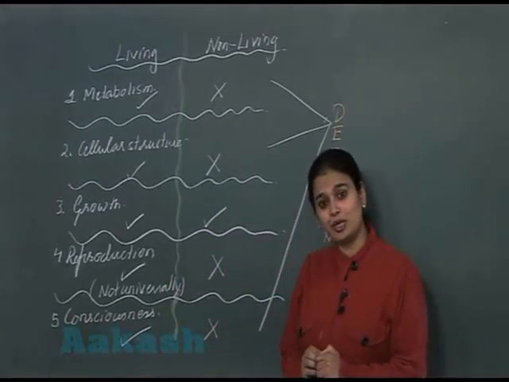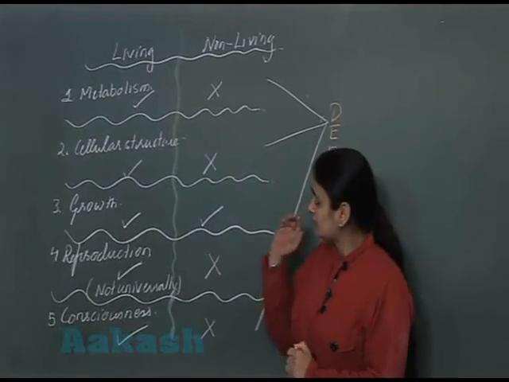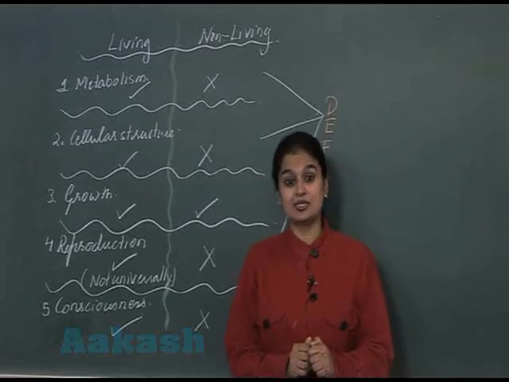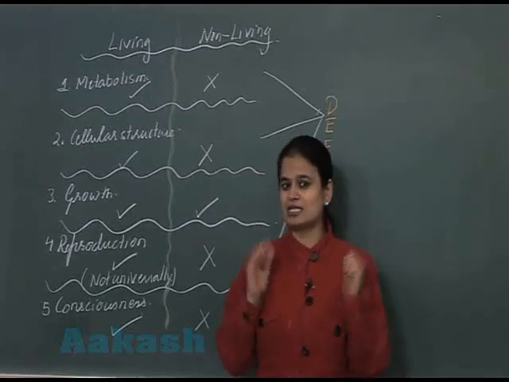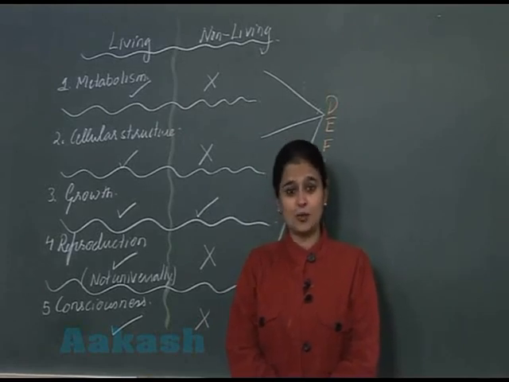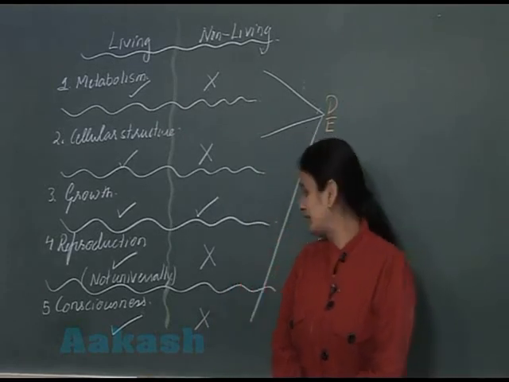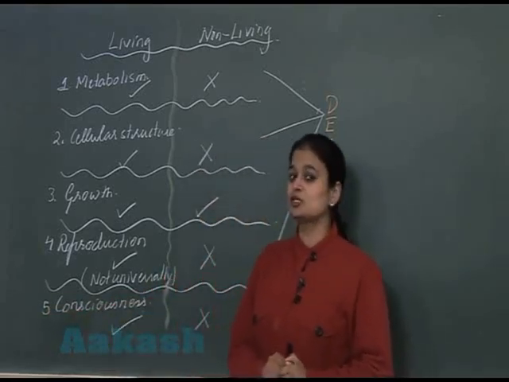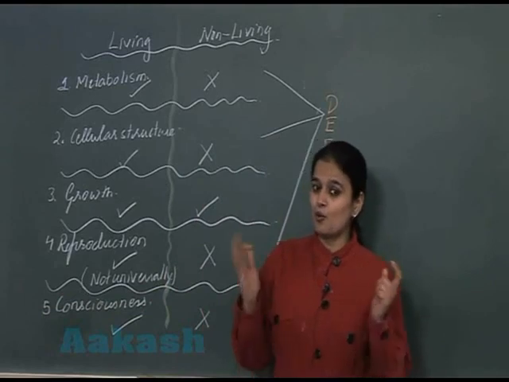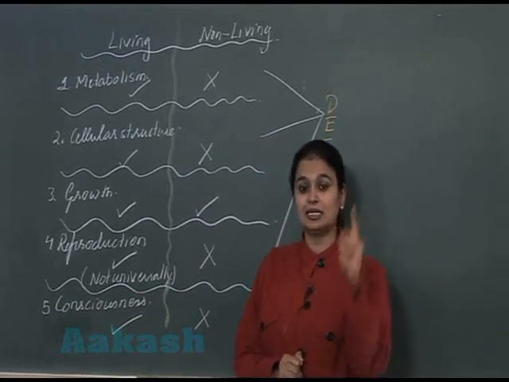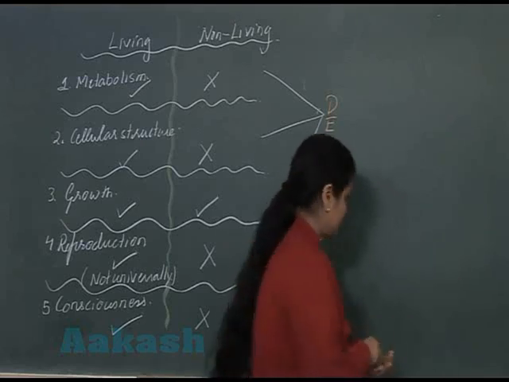Now I would like to ask one question here. Among these 5 features, what do you think, which is the most technically complex feature of organisms? Yes, which is the most complicated one? The most complicated one is consciousness. So now we will try to describe why consciousness is known as the most technically complicated feature.